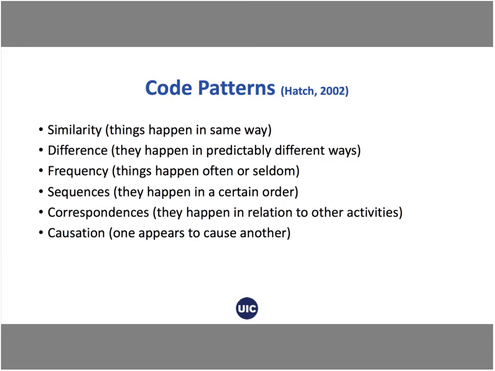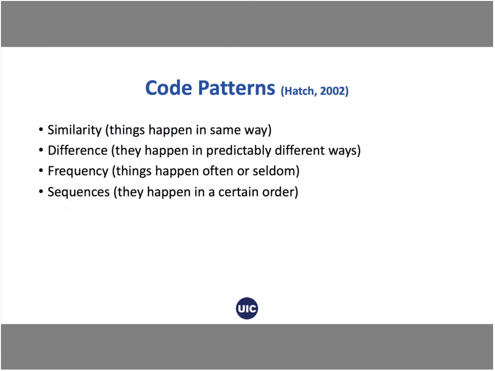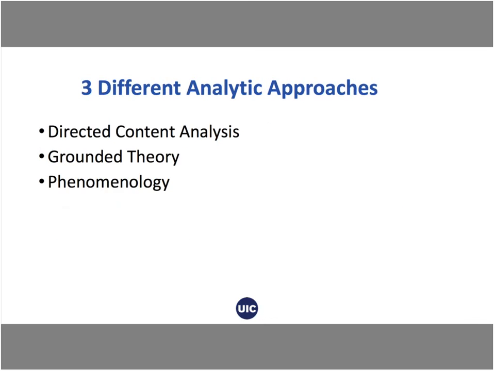So when you're coding the data, how frequently are codes being used, or are they happening in a particular order? Are you coding things in a particular order, meaning there's some relationship among codes that co-occur or occur right after each other? Are there some correspondences in the codes? They happen to be in relation to other activities. Or is there causation? That's a loose use of the word causation, because the data is not set up to test for causation.